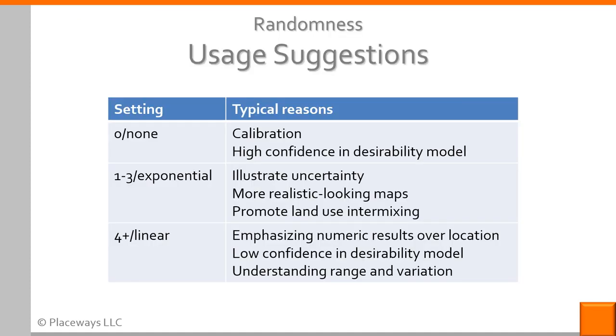Here are some suggestions on randomness settings. Don't use any randomness when you are setting up or calibrating your desirability model. Do use a small amount to illustrate the uncertainty in your model and to promote intermixing when allocating more than one land use. Use higher settings when your focus is on allocation amounts rather than existing locations, or when your desirability scores have low statistical significance.